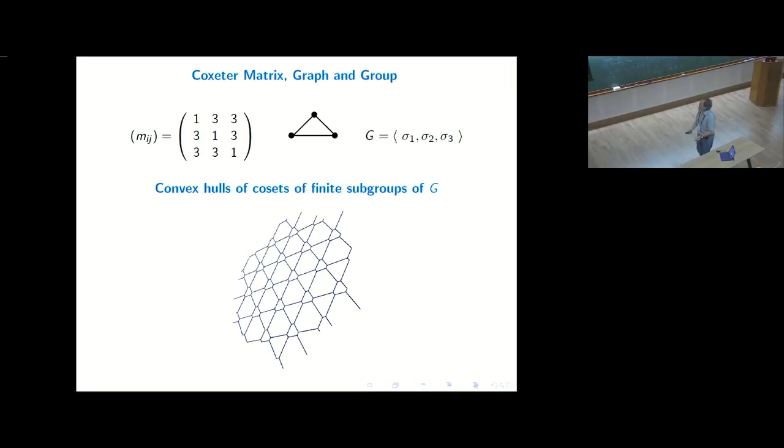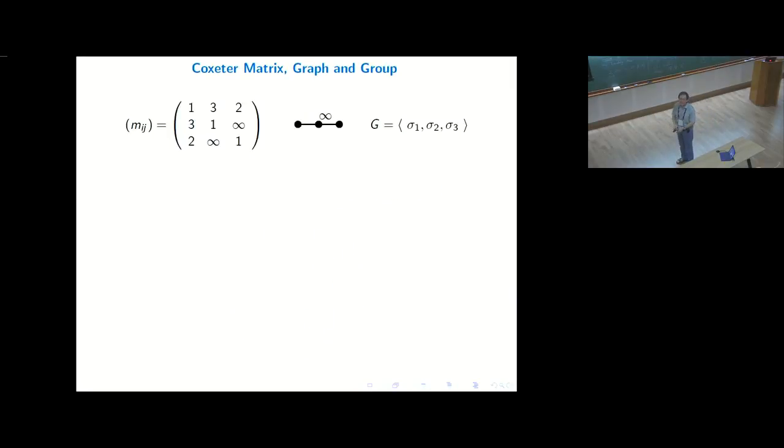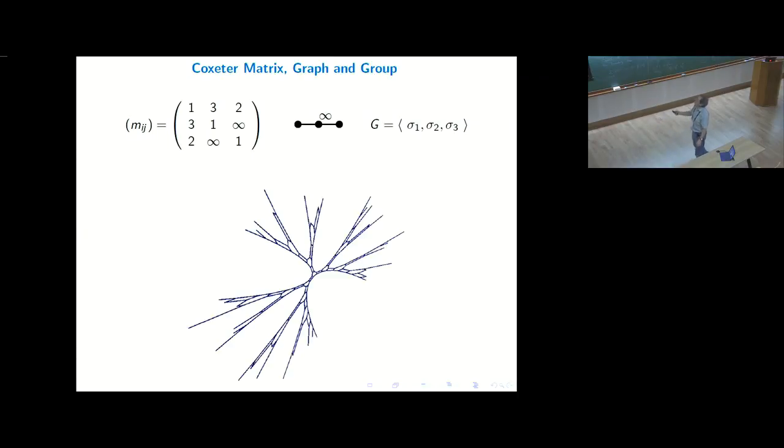And one more example. I drew these in the LaTeX package Asymptote. It's great fun. Let's put a couple of infinities in. Infinity means that two generators are not related at all. And you get a picture like this. Again, I think it's hexagons and squares, and then nothing around here. But because you're working in Rn, you still have this complex. The complex is piecewise Euclidean because each of the cells is a convex hull of a finite Coxeter group.